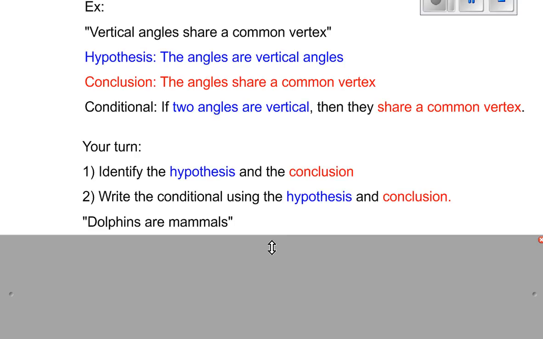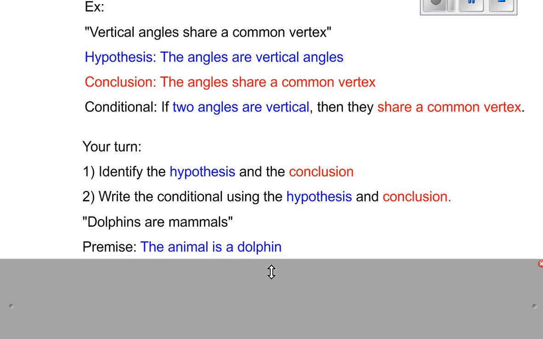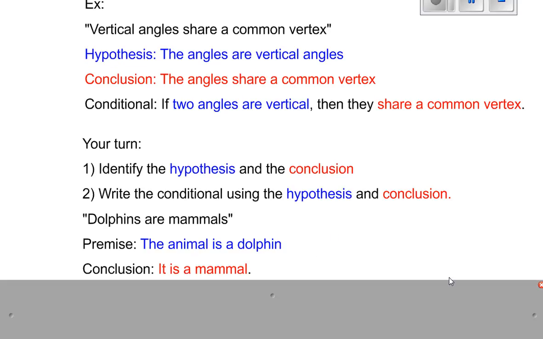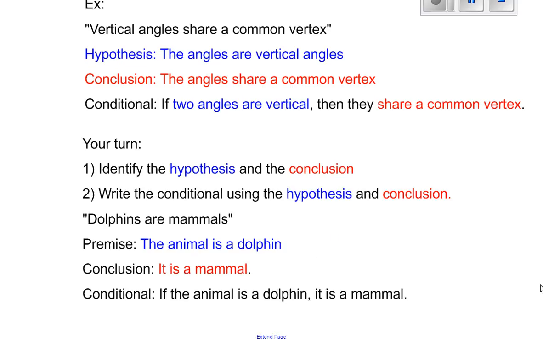Okay, so first off, let's identify the hypothesis and conclusion. So the hypothesis is the animal is a dolphin, or it is a dolphin. It's perfectly fine. Your hypothesis and conclusion do not have to be identical to what we have. So again, you can see I use hypothesis and premise interchangeably. It's perfectly fine. They are exactly the same thing. So the premise or the hypothesis is the animal is a dolphin. The conclusion is it is a mammal. How do we put this together to write a conditional? Very simply. If the animal is a dolphin, it is a mammal.